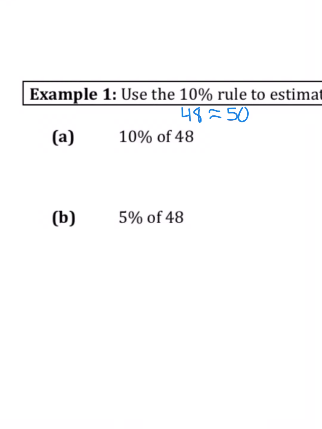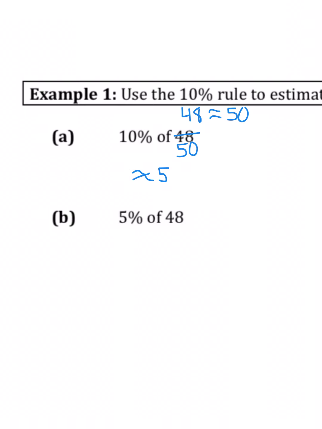So I could start by saying, okay, 10% of 48, and we'll change that to 50. So 10% of 50, and we did this one in the last one. We know to just move the decimal over one place. So our answer would be approximately 5. Now, the reason I'm putting the approximation there is because the original question was 10% of 48. So our answer is that 10% of 48 is approximately 5.